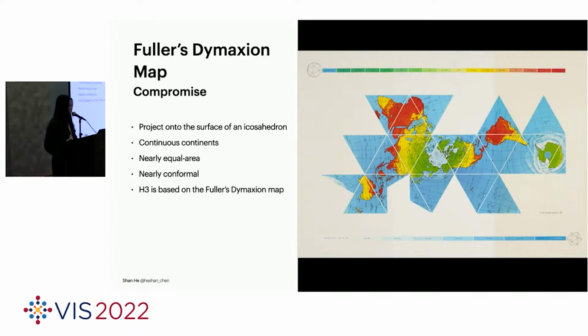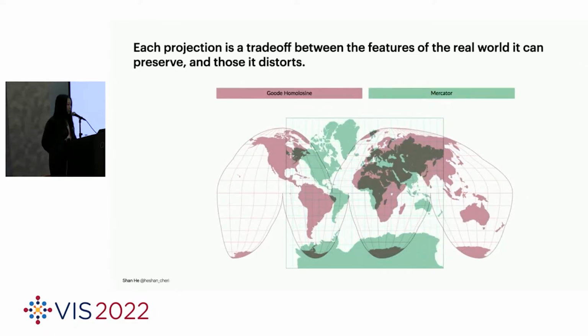This one also is a compromise between equal area and conformal. So you relatively preserve the area of the Earth. It also preserves the angles as well. There are many projections, so the key point to learn is that each projection is a trade-off between the features of the real world that it can preserve and those it distorts. So when we are designing a map, we need to know the trade-off of the projection we picked and match it to the purpose of the map we're trying to display.